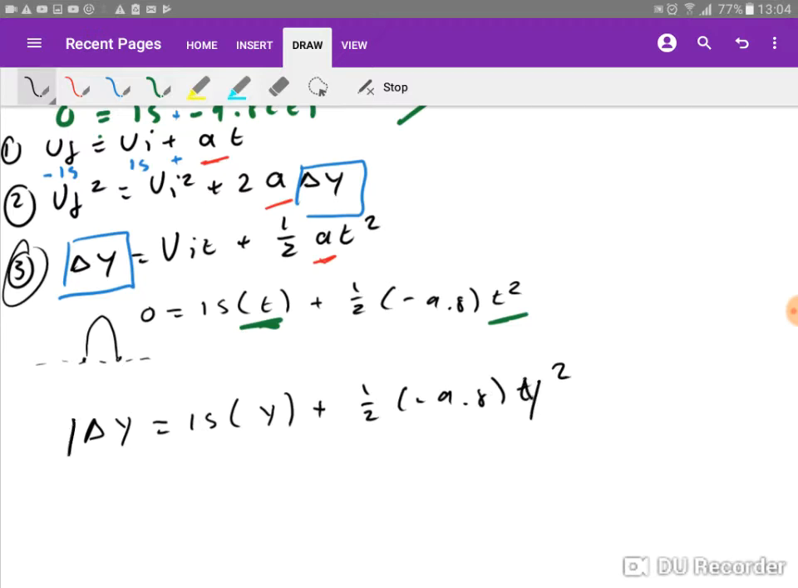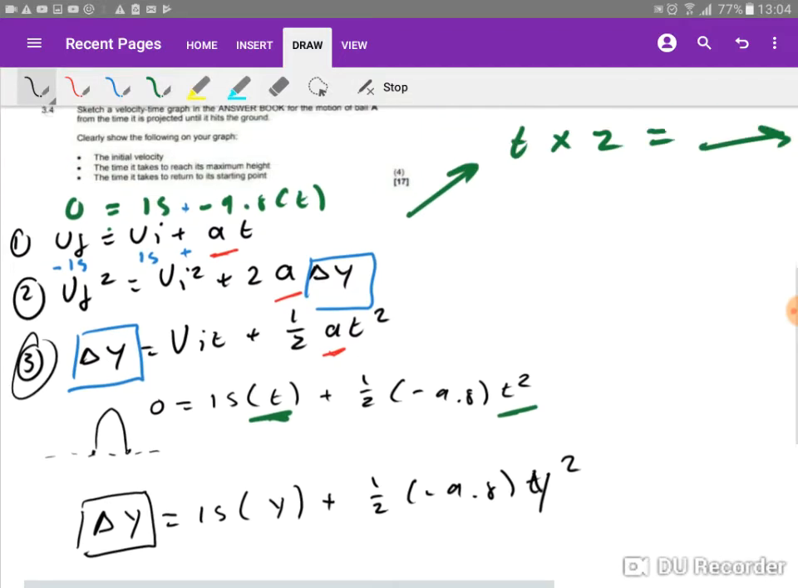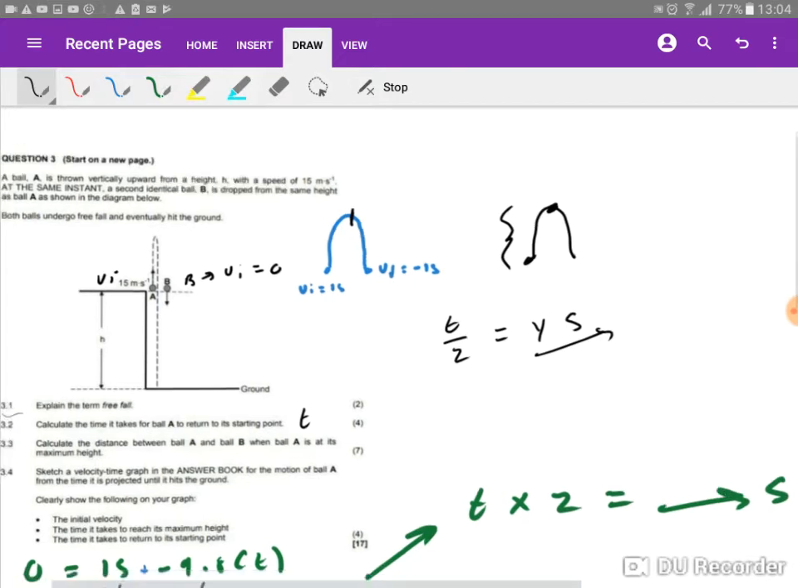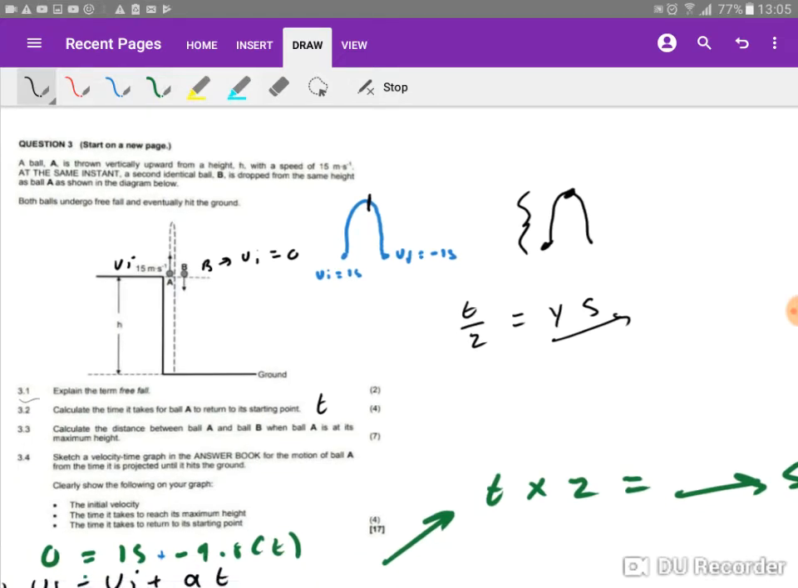And then that's going to give us A's max height, right? And then to get how far down B goes, because the question is asking to calculate the distance between ball A and ball B when ball A is at its maximum height, right? So we know that it takes Y seconds for ball A to get to its max height, but now we need to calculate how far down B goes in that same time.